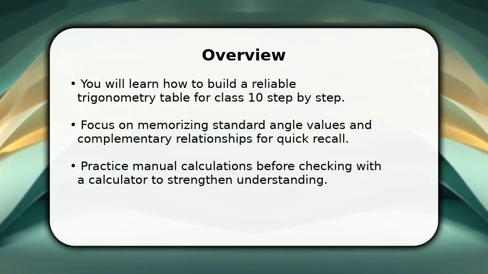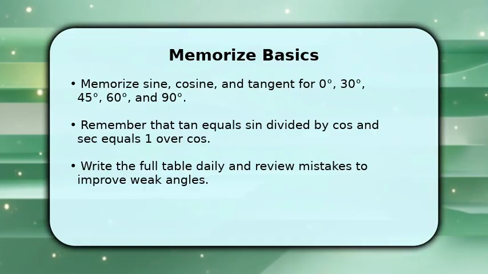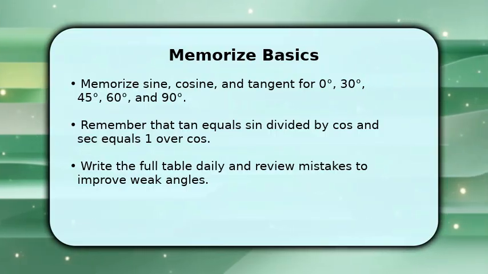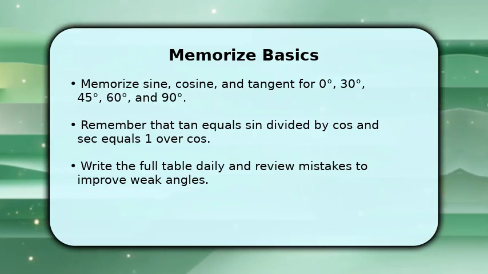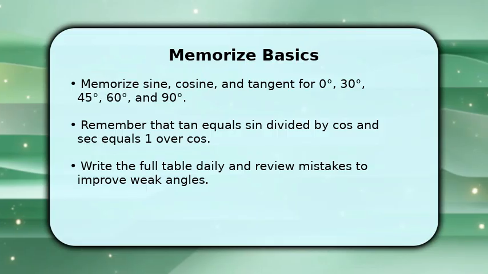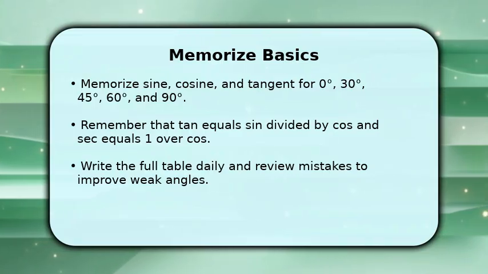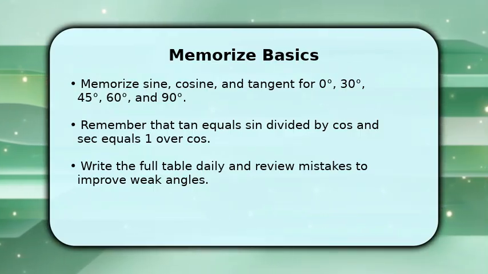and accuracy. Start by memorizing sine, cosine, and tangent for 0 degrees, 30 degrees, 45 degrees, 60 degrees, and 90 degrees, and their complementary relationships. Practice that tan equals sin divided by cos and sec equals 1 over cos for quick recall. Write the full trigonometry table daily from memory and time each attempt to track improvement.